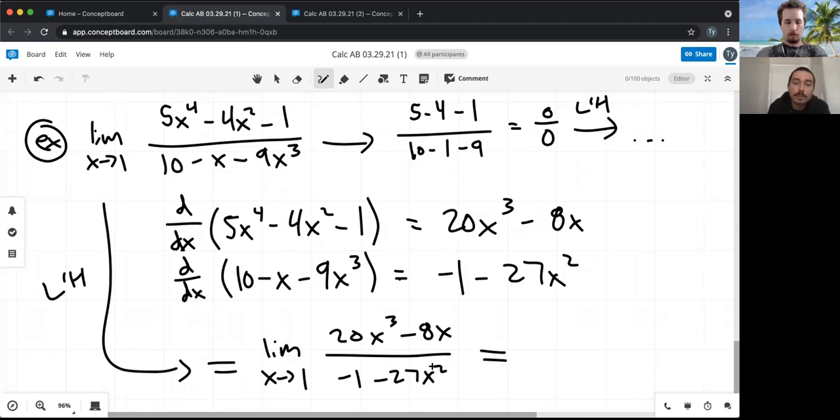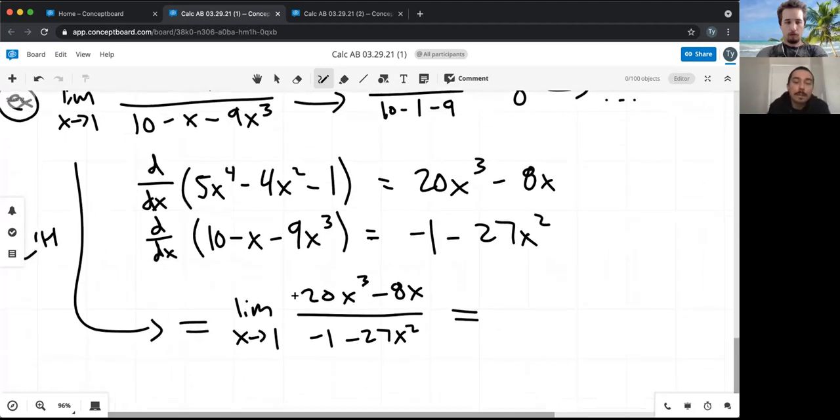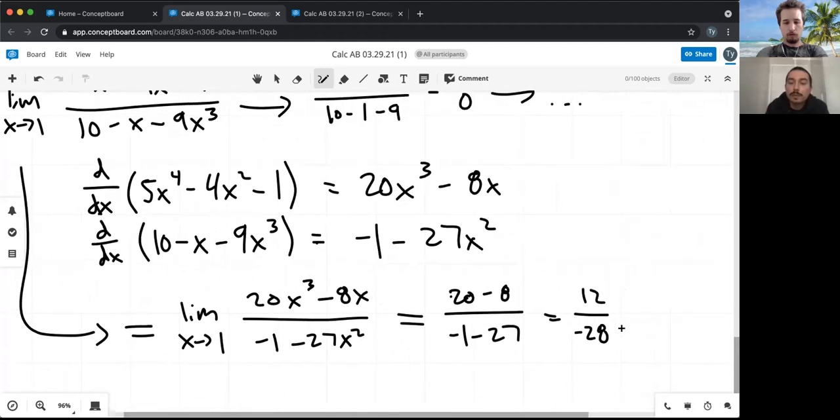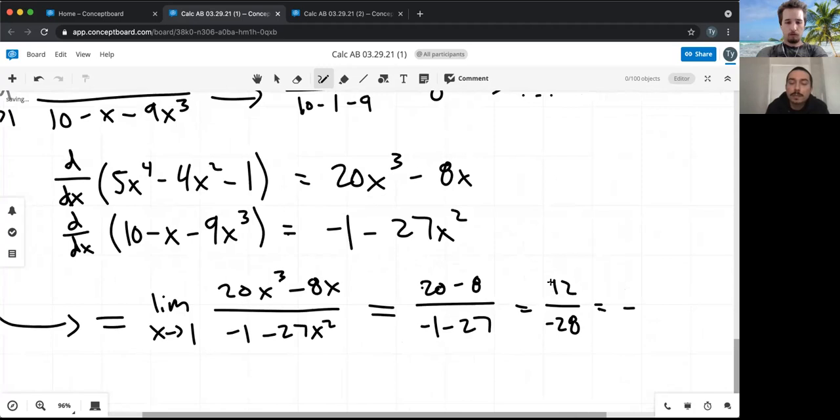And then we try direct evaluation again. So again, when we plug 1 in and we take its power, it's going to be 1. So we have 20 minus 8 over negative 1 minus 27. 20 minus 8 is 12. Negative 1 minus 27 is negative 28. And that simplifies to 3/7.